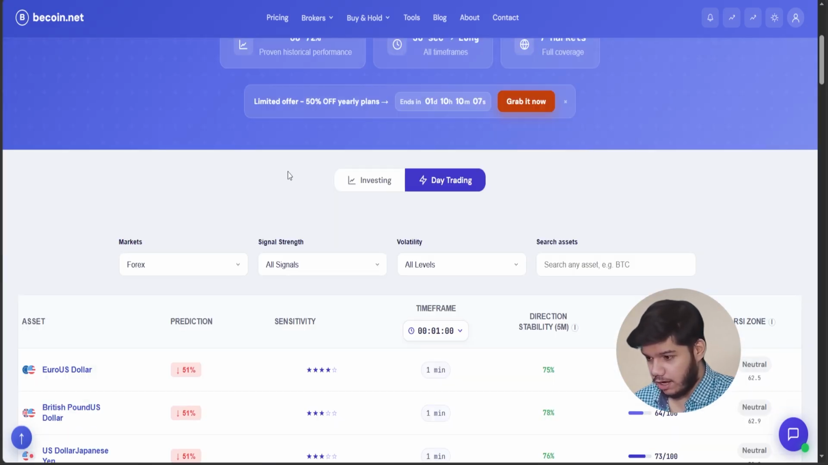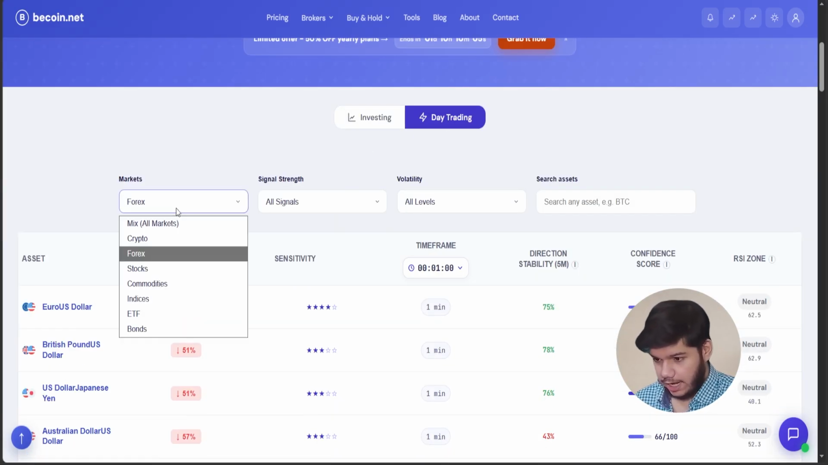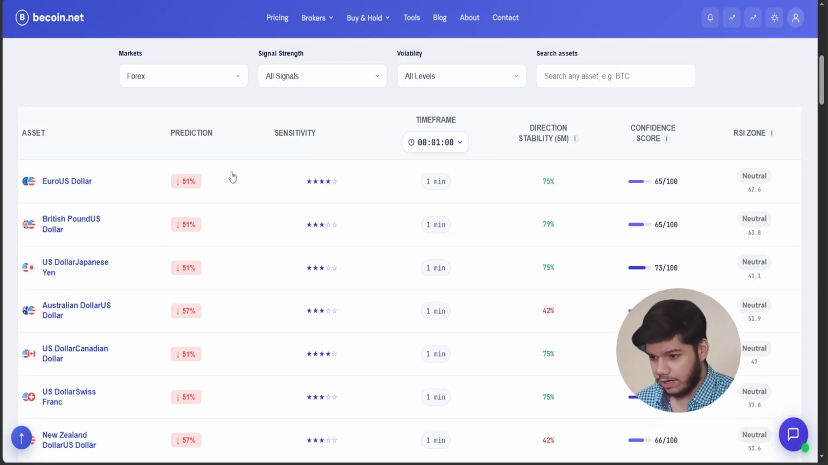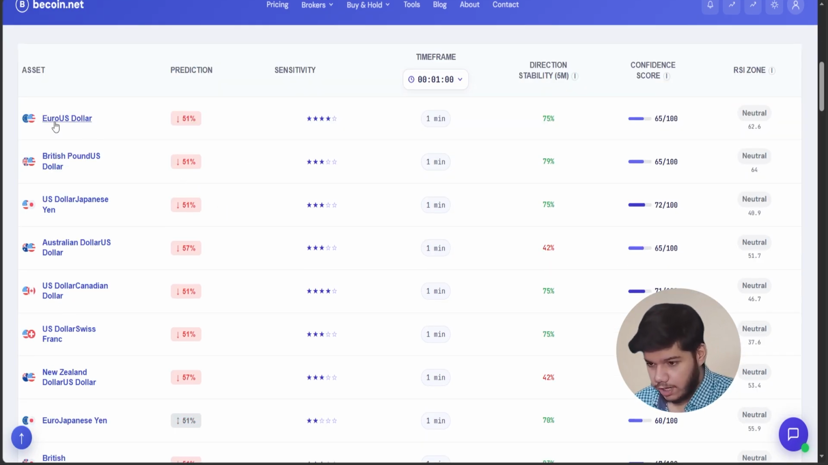So here, if you scroll down and click on day trading, and if you select the markets right here, Forex, and select the signal strength to all signals, the volatility levels to all levels, and here is the search asset bar. So now here, let's drag a little bit more. Here you can see the assets listed right here. The Euro US dollar, the Great British Pound, and the Japanese yen, the Australian dollar, and so many.